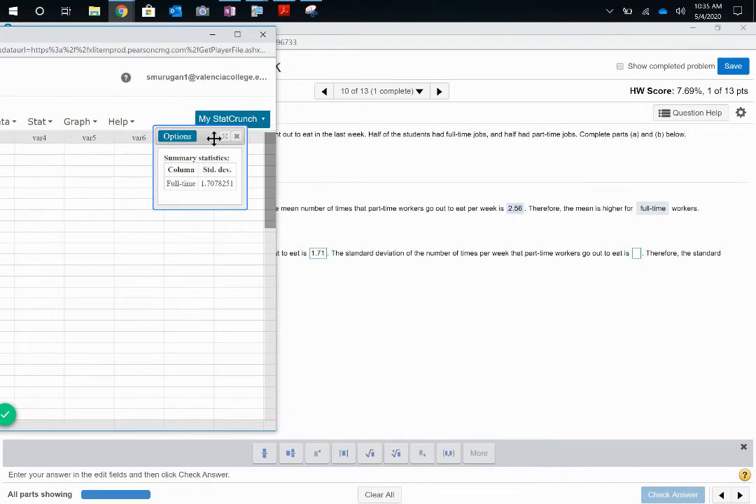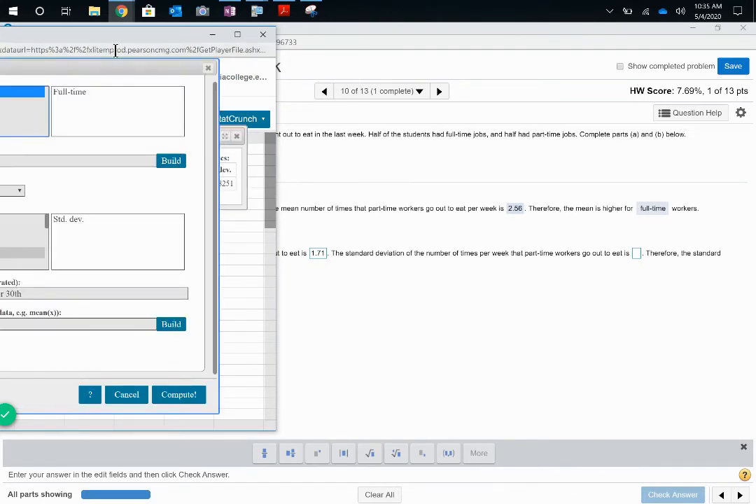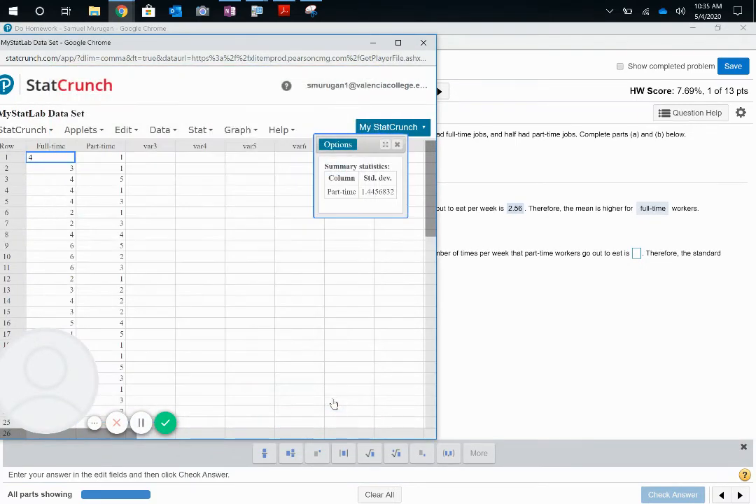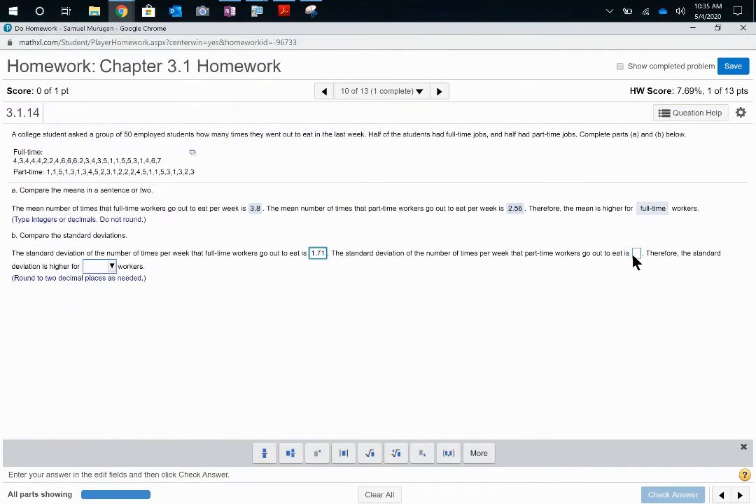And then for part-time, edit, for part-time, compute, it is 1.45. We're rounding to 2 decimal places, 1.45. So the standard deviation is higher for the full-time students.